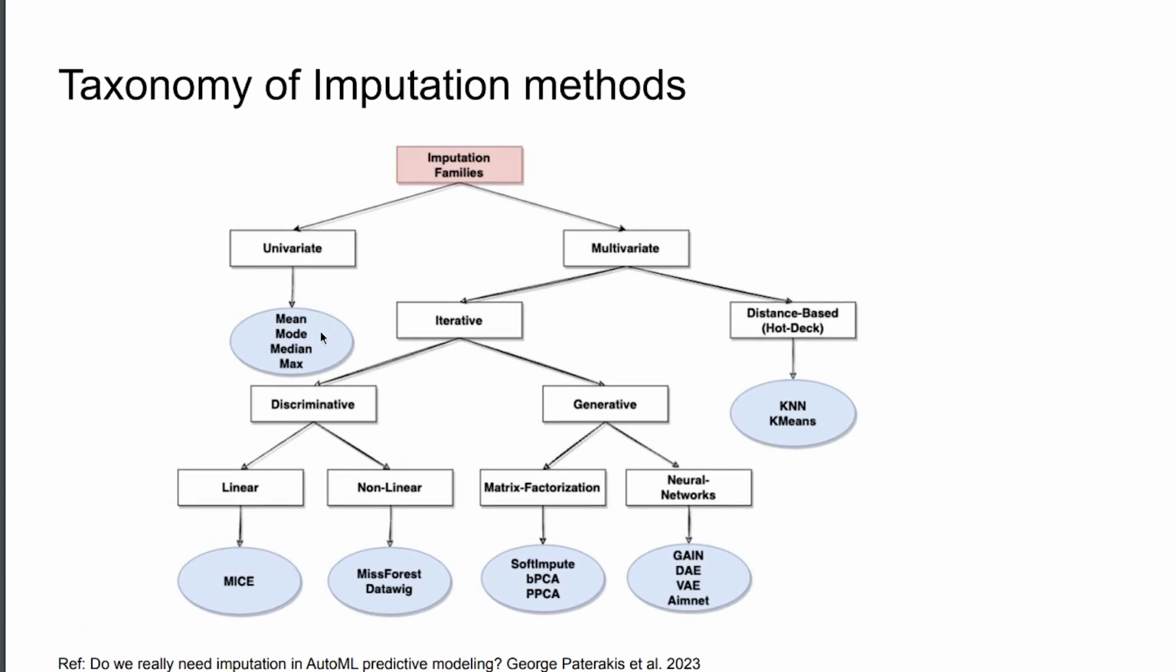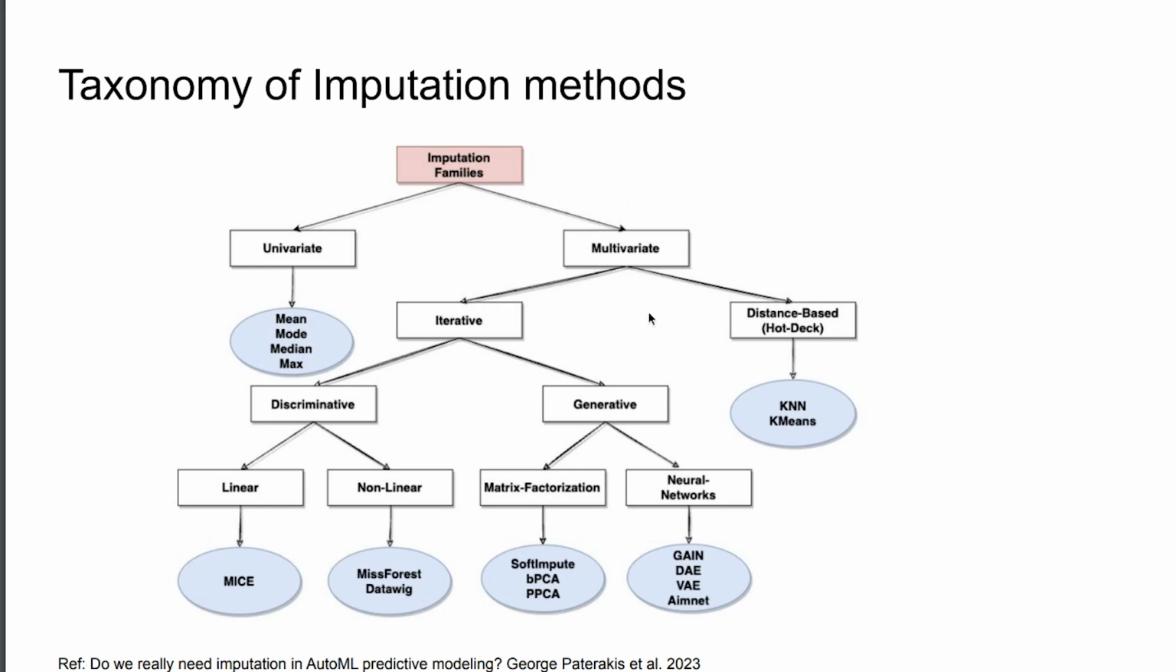Finally, let's see what imputation families exist. First of all, you have methods that rely on one feature at a time and methods that rely on multiple features to conduct imputation. So the univariate family conducts imputation on each feature independently of the other features in your data. This family contains mean, mode, median, and max imputation methods.